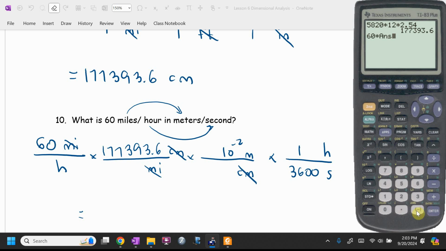For some of you, it's right next to the equal sign down here. For some of you, it's going to be second function right next to the equal sign, especially if you have a TI. If you have a Sharp, it's going to be your green alpha button and then the equal sign. But you can bring back your previous answer. It's way easier to do that than type 177,393.6. We're going to use our answer button all the time this year. It's a huge time saver. Is there anybody that can't find their answer button? Y'all found it? And then times 10 to the power of negative 2 and then divided by 3,600.